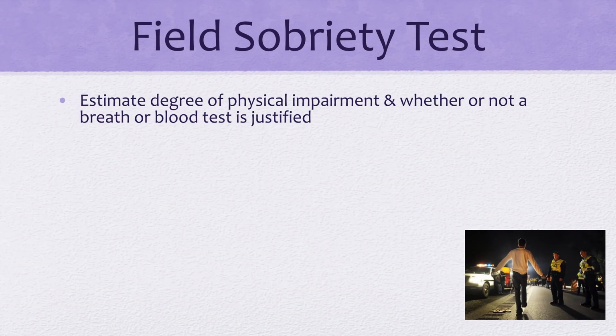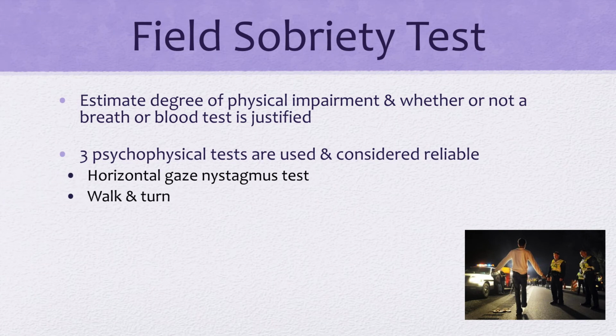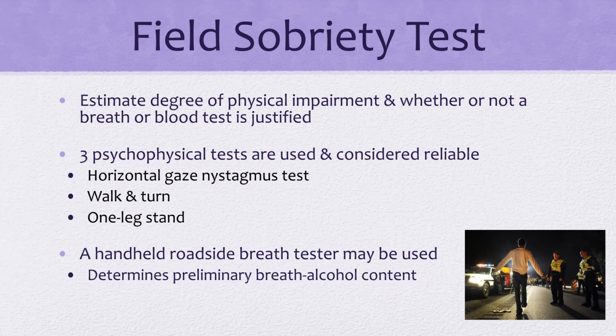Another test that they use is called the field sobriety test, and this is to estimate the degree of physical impairment and whether or not a breath or a blood test is actually justified. There are three psychophysical tests that are used and considered reliable: the horizontal gaze nystagmus test, the walk and turn test, and the one leg stand test. They also may have a handheld roadside breath tester that can be used to determine the preliminary breath alcohol content and see whether they have probable cause to bring them in for driving under the influence.